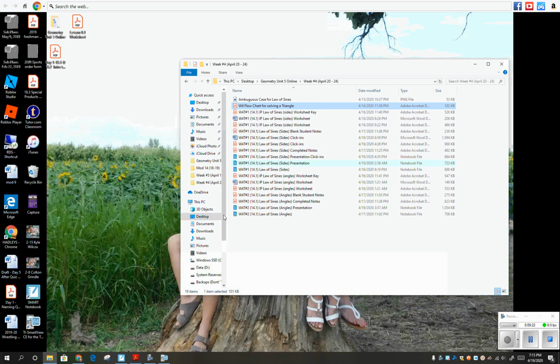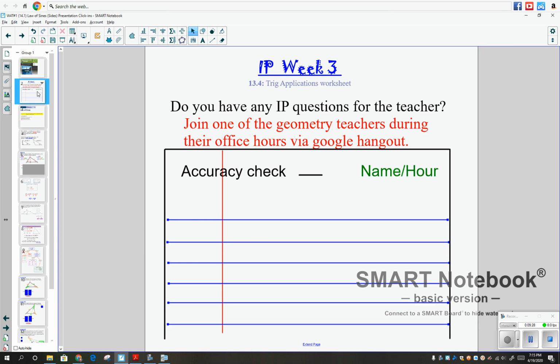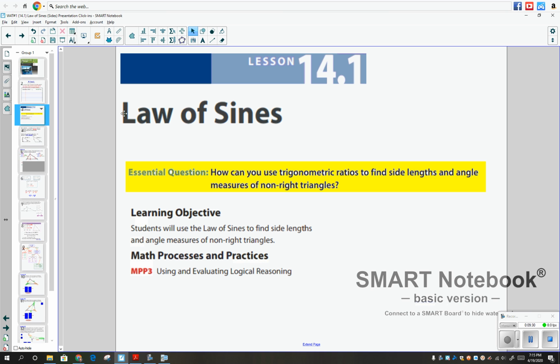So let's get started a little bit today on what we're looking at. So we're going to look at trigonometry with all triangles. Again, homework from last week, stop in. Particularly today, we're going to talk about what's called the law of sines.